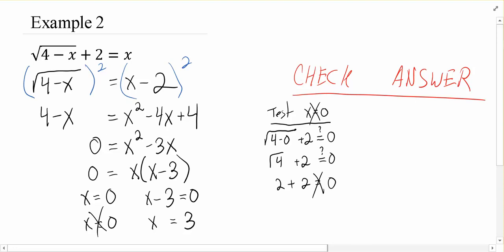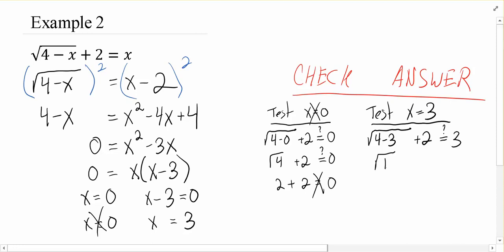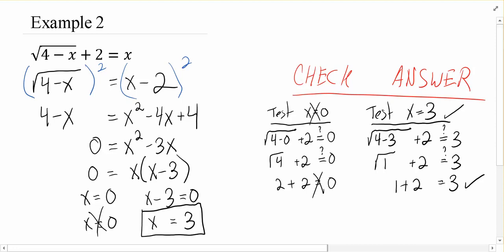But let's test x equals 3 and see if it works. So when we test x equals 3 back in the original, we got the square root of 4 minus 3. We're going to add 2 to that, and we're going to see if we get 3. So that's the square root of 1 plus 2 is supposed to equal 3, or 1 plus 2 equals 3. That looks to be true. And so x equals 3 is the only answer that we report here.